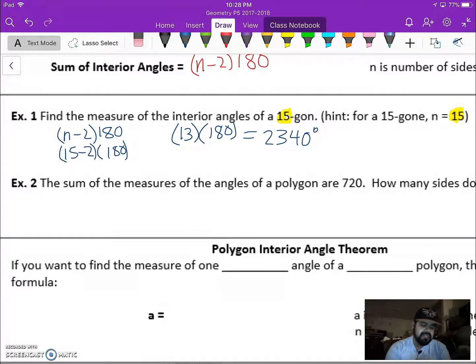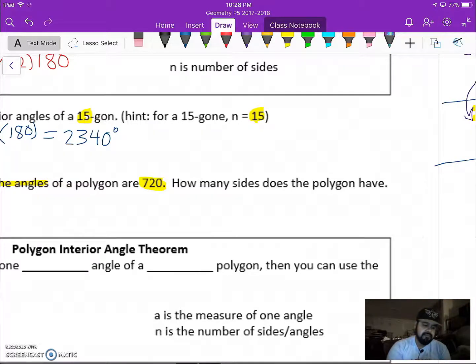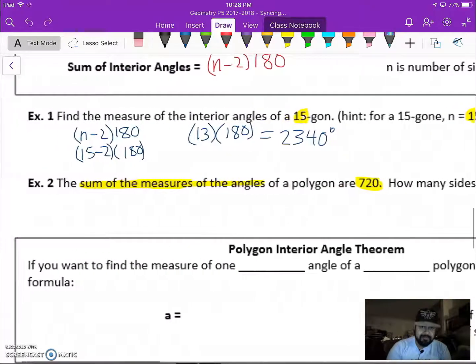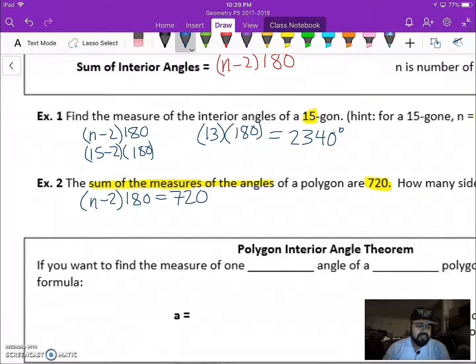Now, example 2, notice we start off with giving you the sum. The sum of the measures of your angles are 720. How many sides does the polygon have? That is a great question. How many sides? Well, since we know the sum, start off with what you know. We know the formula. Set it equal to the given information. Now we have a nice algebraic expression we can solve.